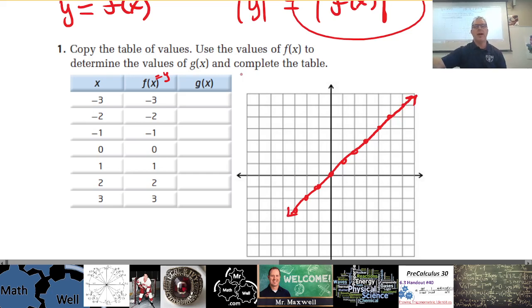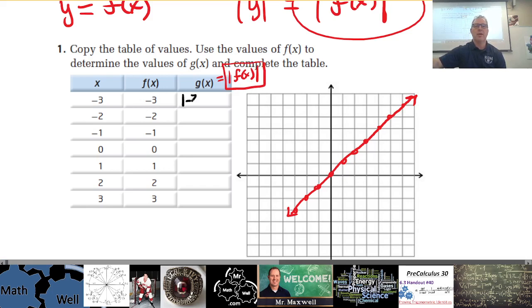Now, if we were to graph g of x, which is the absolute value of y, or the absolute value of f of x here, okay, then what I would do is literally take the absolute value of all of the y values in these points. So for example, I look at the f of x value, -3.